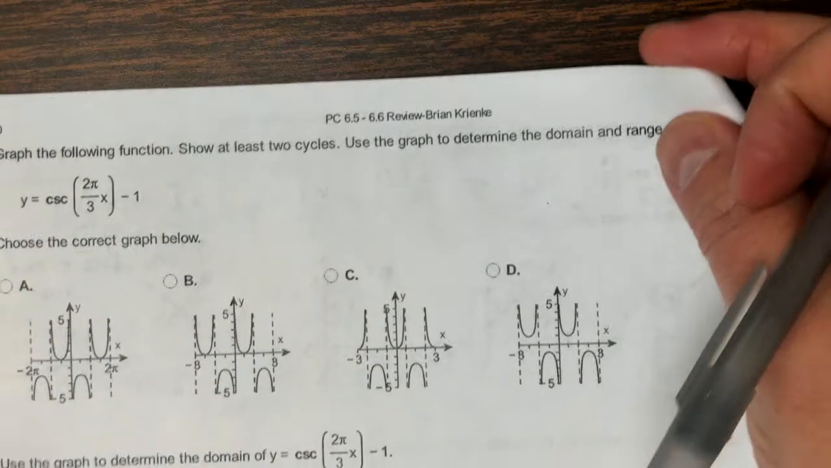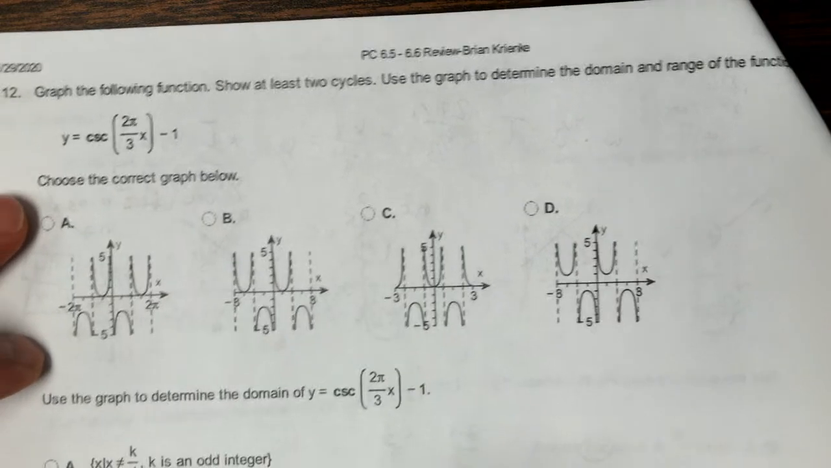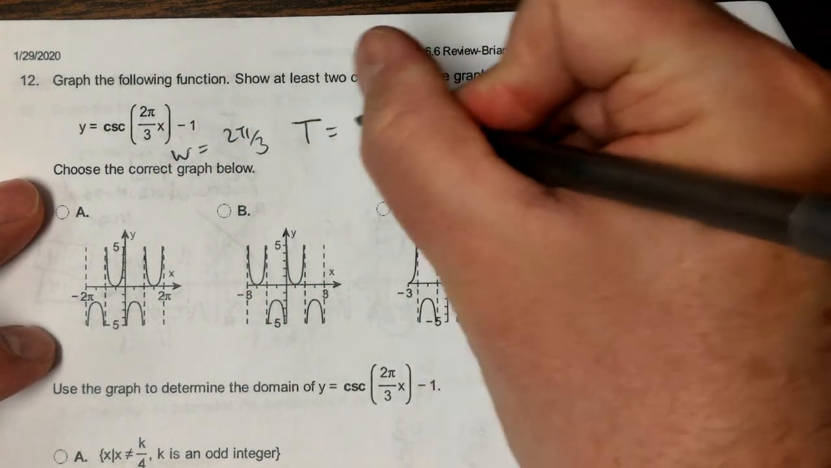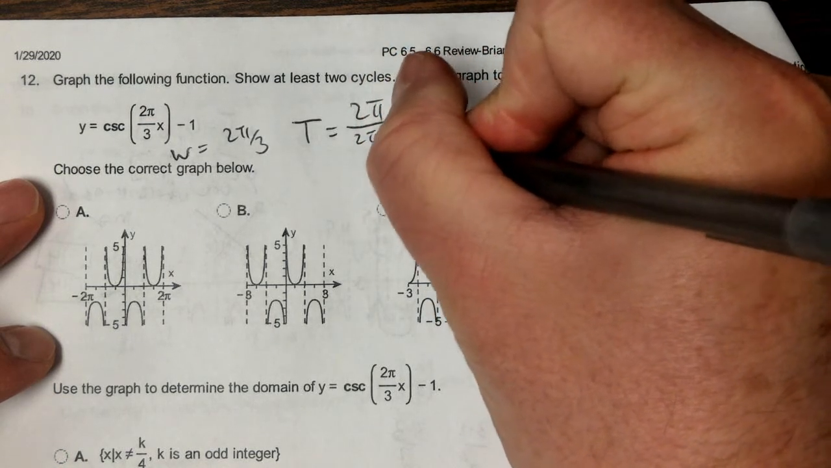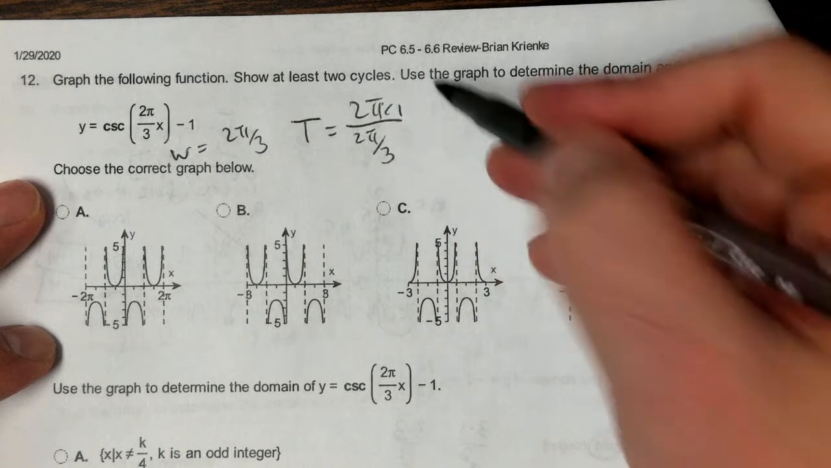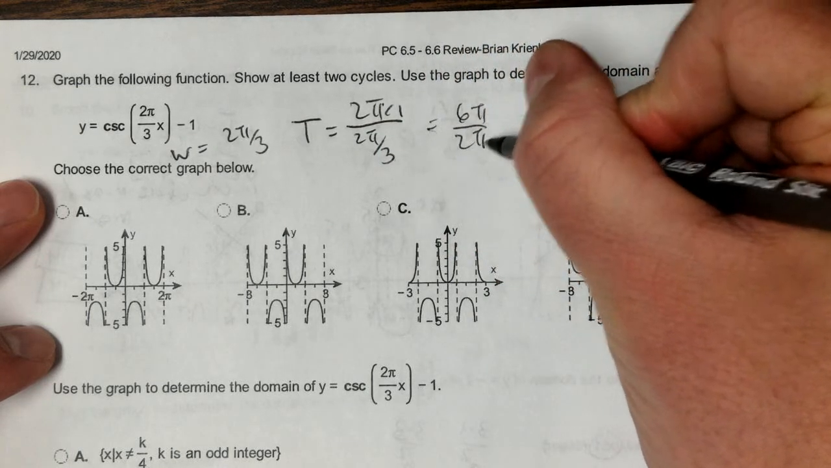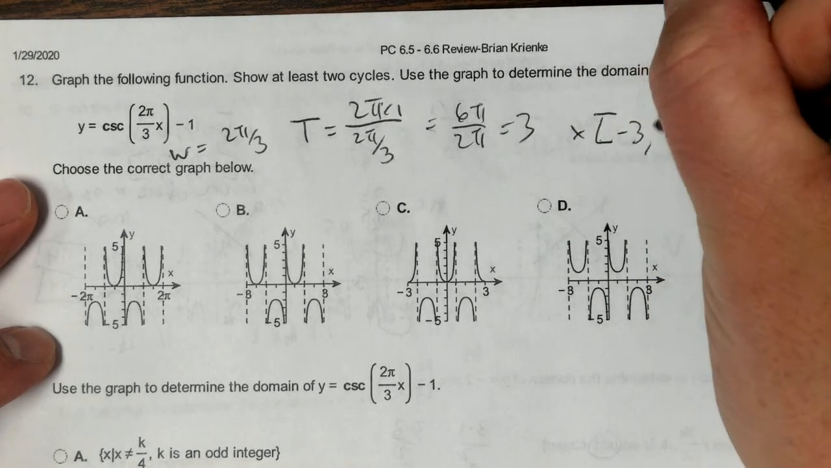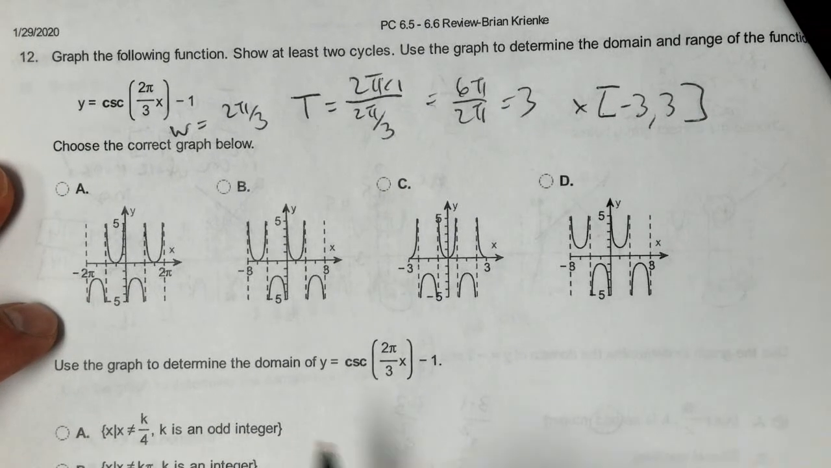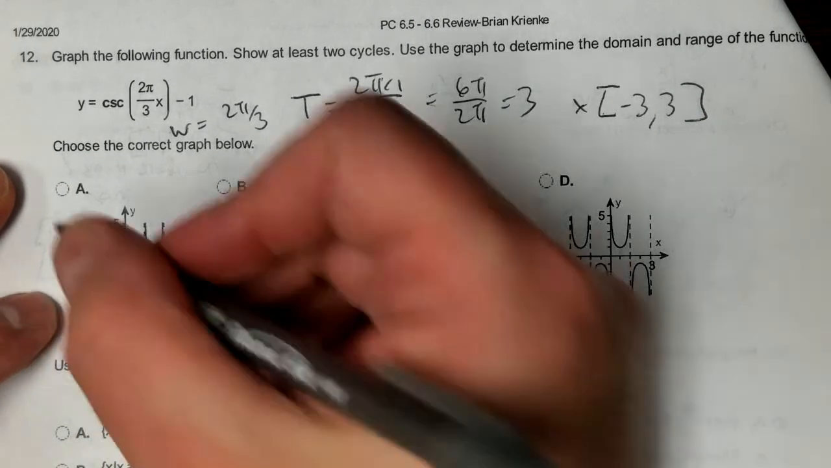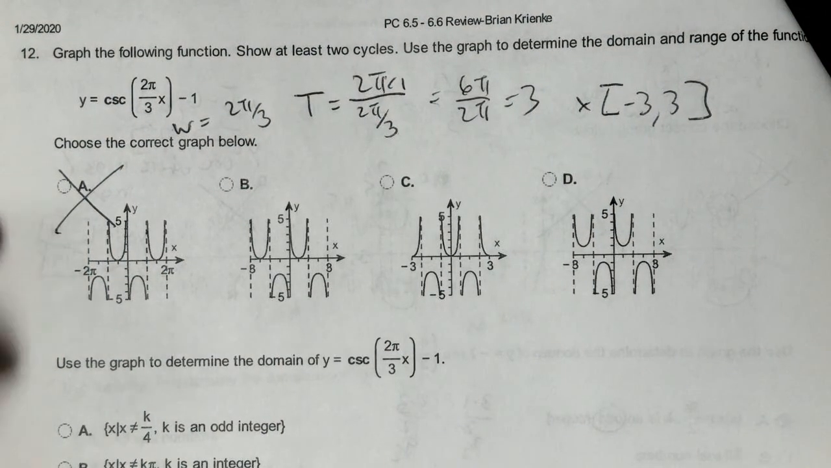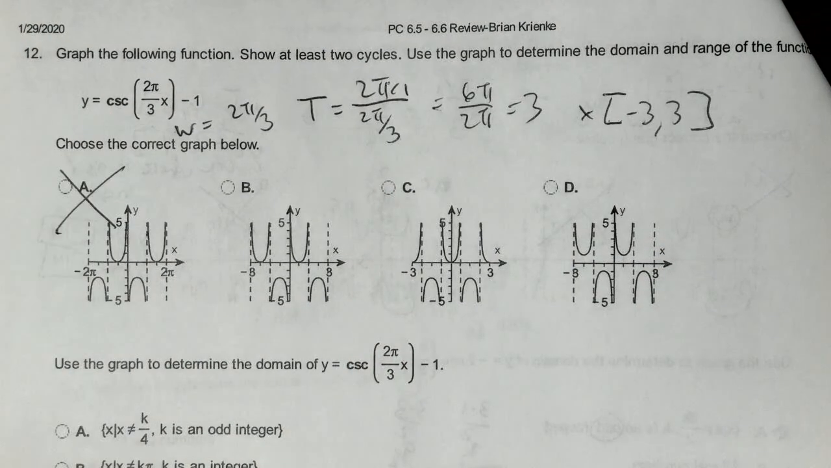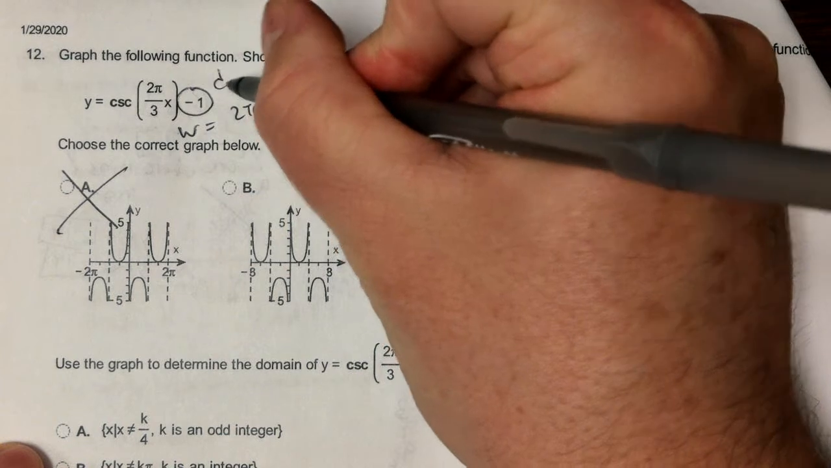Okay, number 12. This one we have a cosecant graph. Our W is 2 pi thirds. So our period would be 2 pi divided by 2 pi thirds. 2 pi times 3 is 6 pi over 2 pi. Just gives you 3. So for our x's, we want -3 to 3. And this one has -2 pi to 2 pi, so we know it's not it. Let's graph. We do have a vertical shift down. Okay, it's down 1.